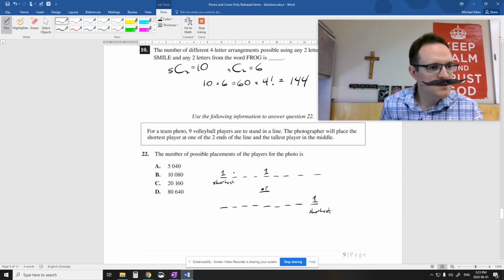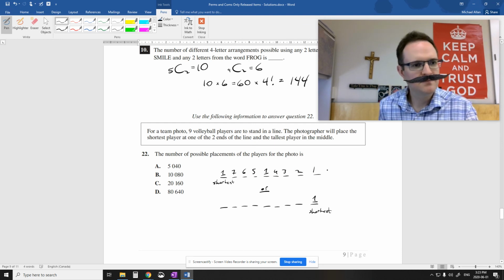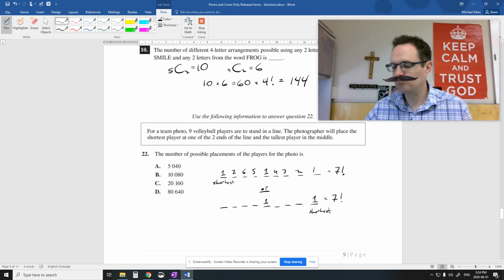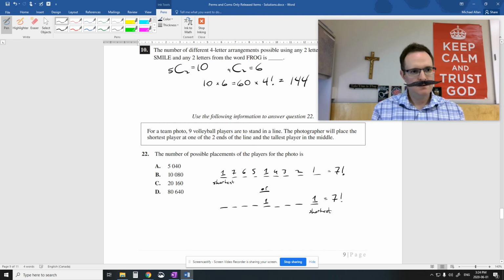Okay. So the rest of the people, though, are going to be 7 factorial. 7, 6, 5, 4, 3, 2, 1. So this is just 7 factorial. And this is also just 7 factorial, right? Because it's simply the same thing. So whatever 7 factorial times 2 is. Check this. Times 2. Well, it's going to be 10,080. There you go.